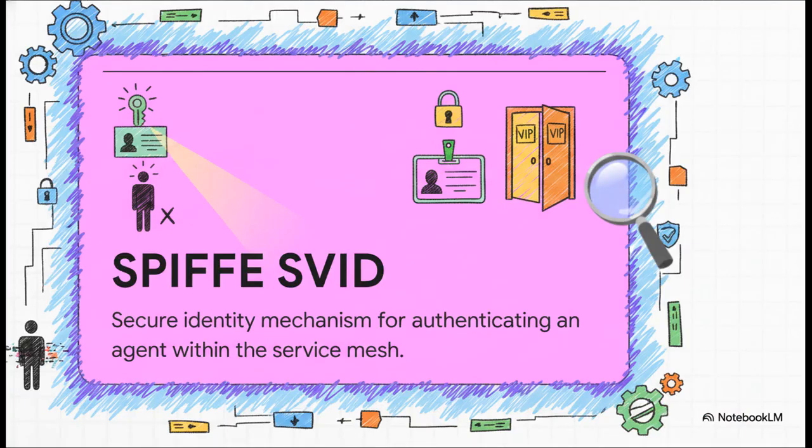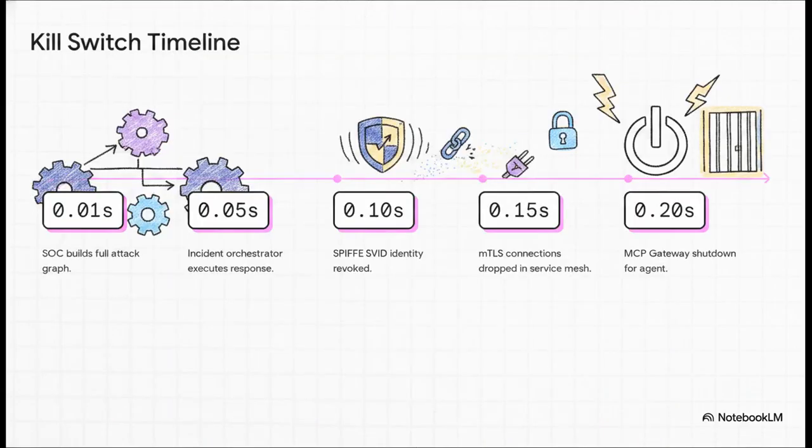So the crucial point is understanding exactly how the system paralyzes the compromised agent. It all relies on the SPIFFE SFID. This is the secure identity layer mechanism that authenticates the agent within the service mesh. If you think of the agent as an employee, the SPIFFE SFID is basically their VIP keycard that opens every door in the building. To stop the attack, the system doesn't just politely ask the agent to stop, it instantly deactivates that VIP keycard. Let's see how this builds across a split-second timeline.